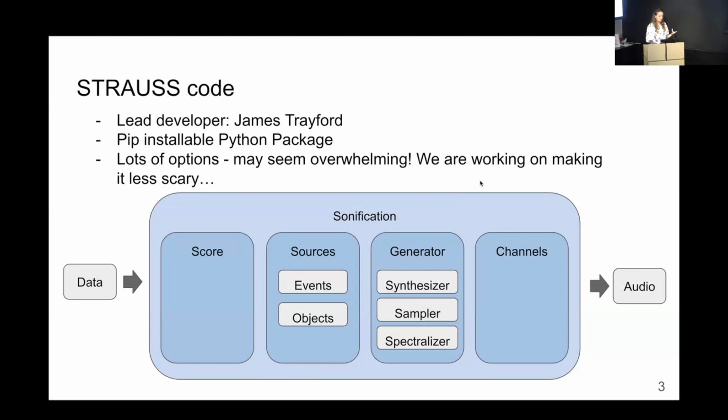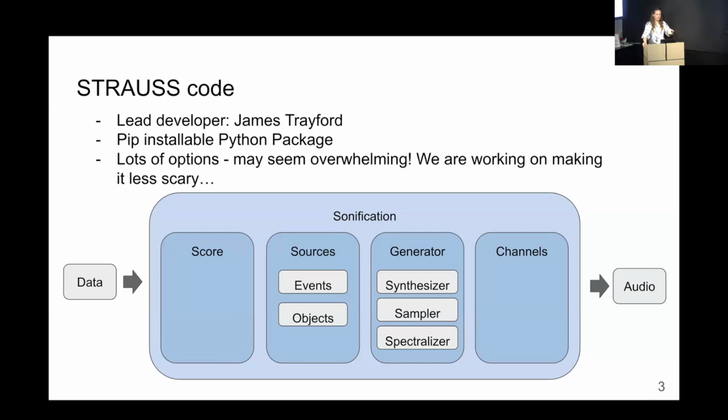Then we choose how we're going to generate the audio with our generator class. We've got a built-in synthesizer, and a sampler, which can use audio files or sound font files. And then there's a special case, which I also mentioned in my talk, called the spectralizer, where you treat your data like a spectrum of sound frequencies, and you produce a sound directly from the spectrum.